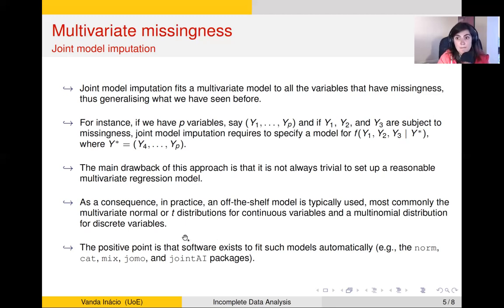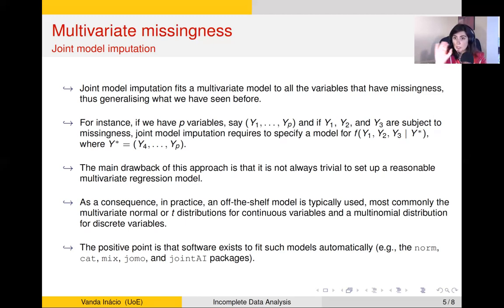If we have mixed variables with missing values, where some variables are continuous and some others are discrete, then things are a little bit more complicated, but models do exist for fitting such a situation. And yeah, the positive point about joint model imputation is tricky.